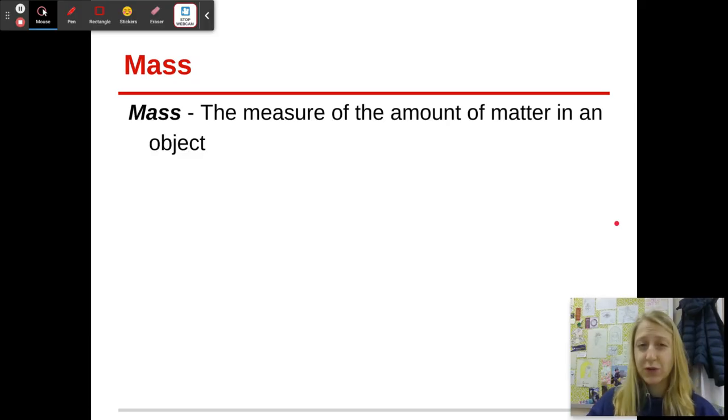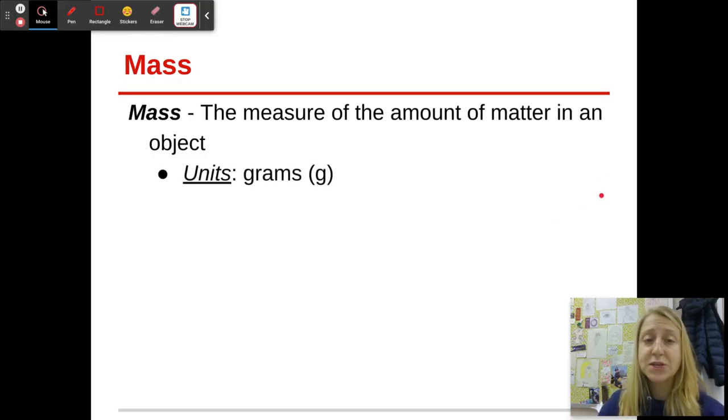So mass, we've talked about mass before. Mass is the measure of the amount of matter in an object. Usually we'll use the unit grams to measure mass.